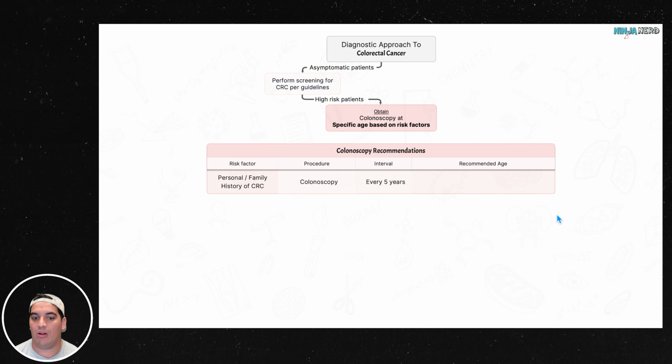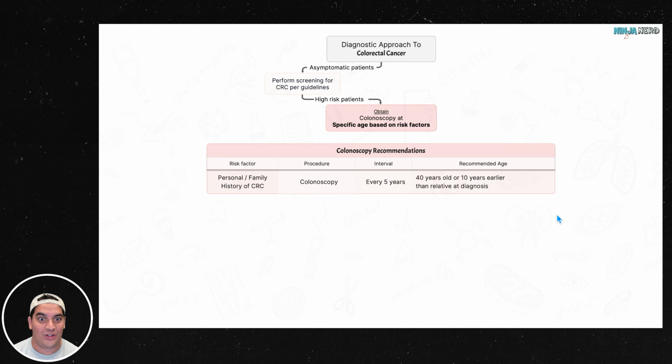We're still going to follow the interval of every 5 years instead of every 10 years if it is normal. And the recommended age is starting earlier than 45, 40. All right. So 40 is the go-to, but if you have a patient who has a family history of colorectal cancer and a first degree relative, if they had a diagnosis, let's say at the age of 45.